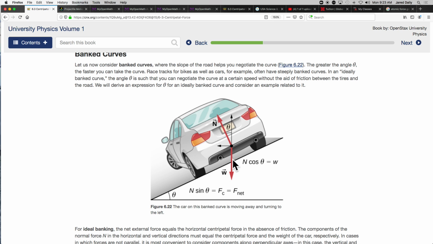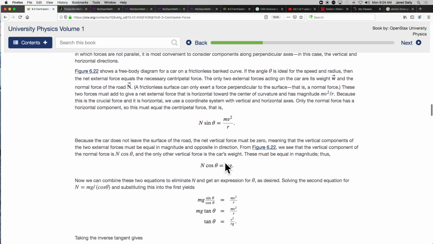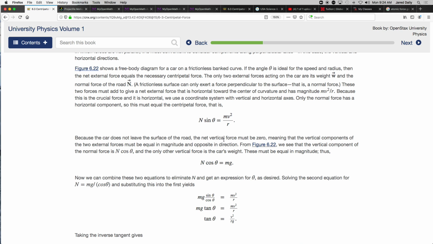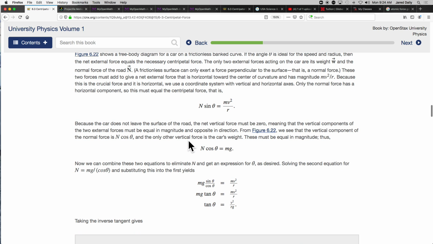But if you have a banked curve like this, what really happens is the normal force changes. Because your weight is straight down like this and your normal force is at this angle, the normal force is no longer going to be equal to the weight of the car. It's actually going to be less than the weight of the car. Okay? And you can actually solve for the normal force. They do this here, solving for the normal. Actually, what they're going to do here is solve for the angle.